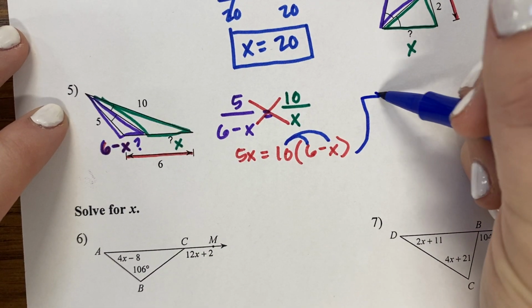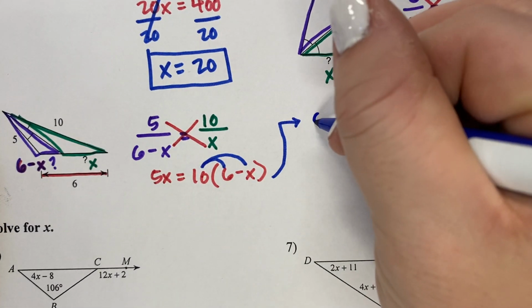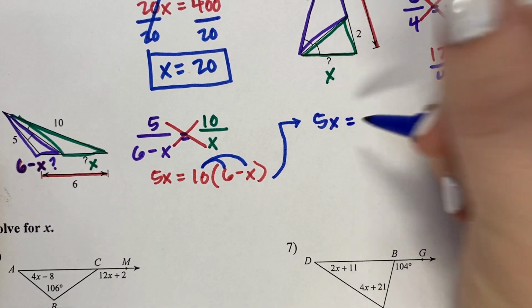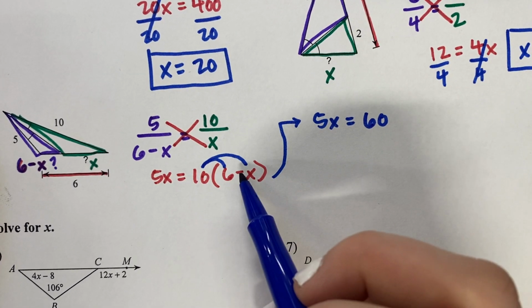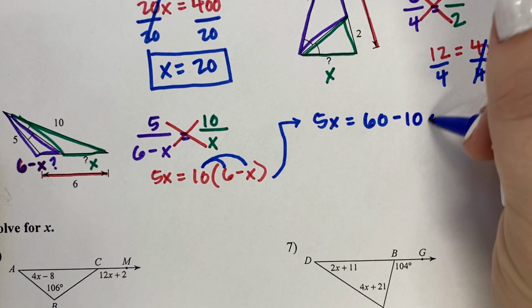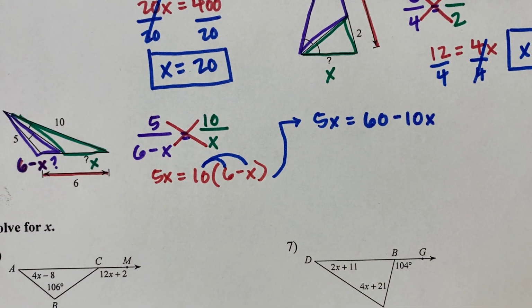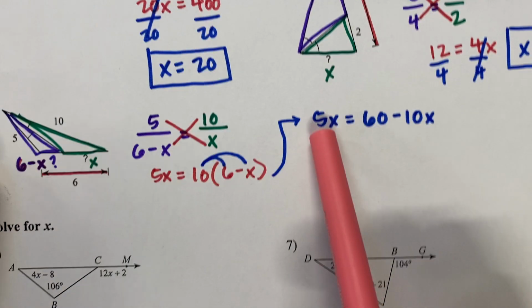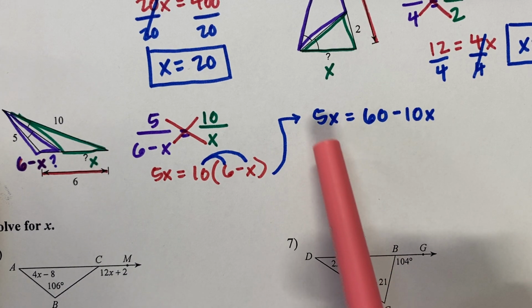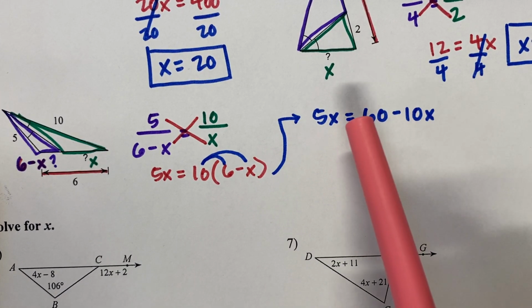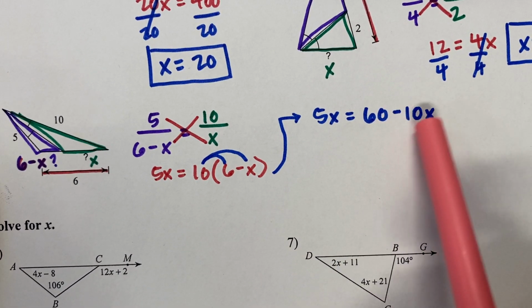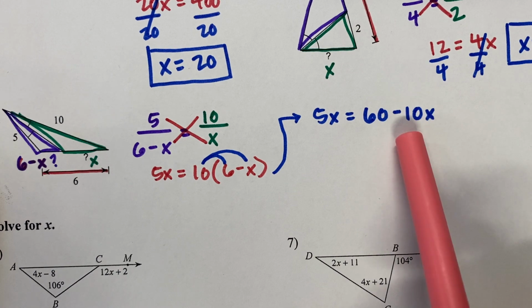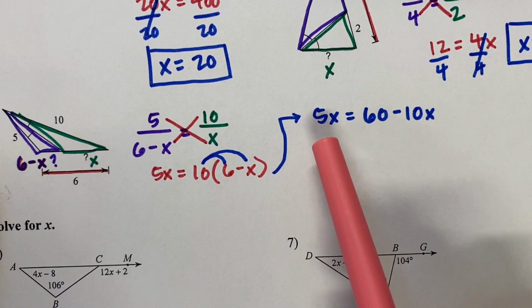So I'm just going to bring this next step up here. So we have 5x still on that other side is equal to 10 times 6, which is 60. 10 times negative x is negative 10x. So it's an equation, but we have x's on both sides of my equal sign. In order to solve, I need all of my x's on one side. So remember, I like to take the smaller one. Well, you might think that 5 is smaller than negative 10, right? But we know that negative 10 is actually less than positive 5.